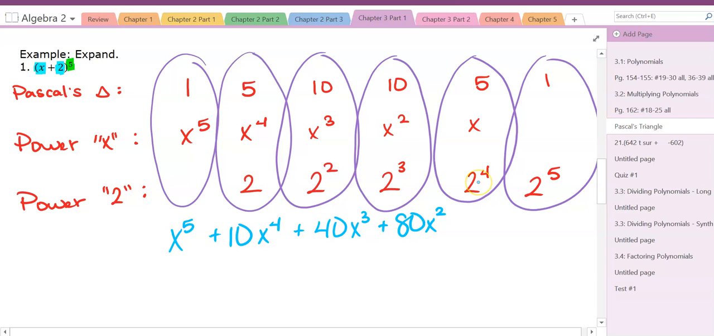2 to the 4th power. 2 times 2 times 2 times 2. Okay, that's going to be 16. 16 times 5 is also 80. So plus 80x. And then the last thing is to take 1 times 2 to the 5th. 2 to the 5th power is 32. And then times 1 is still going to leave it 32. And this is your answer right here.